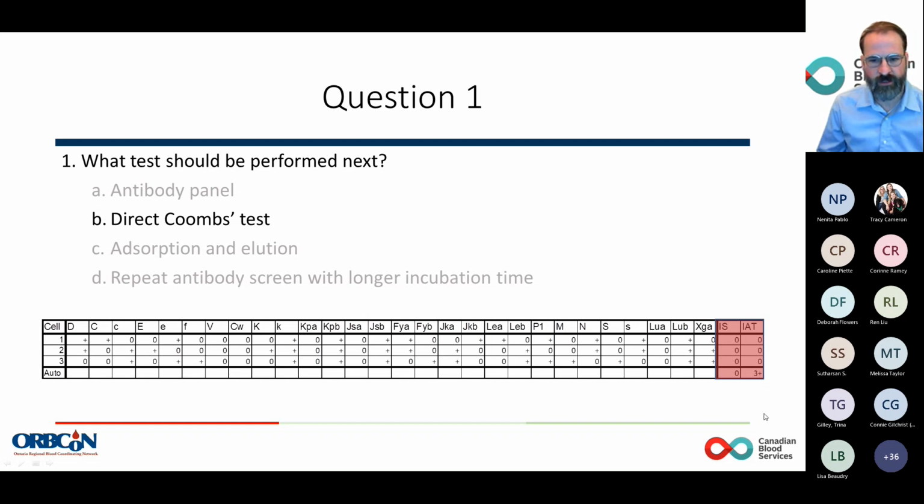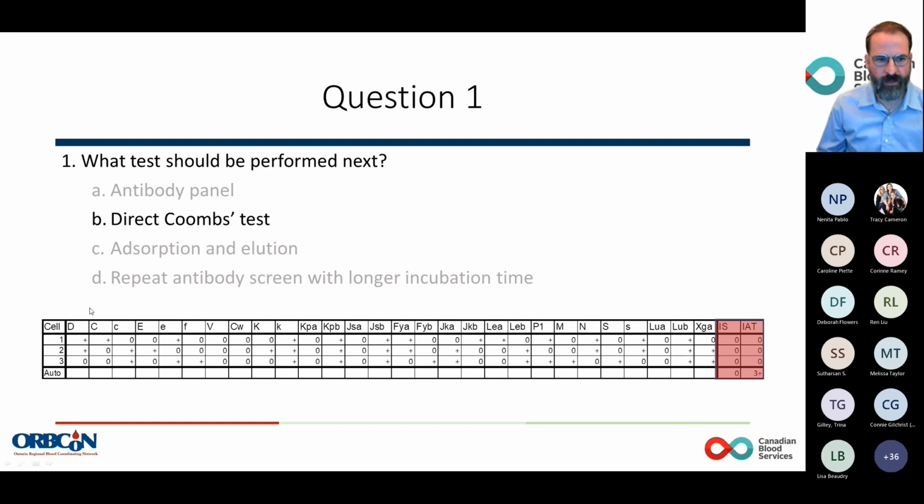It's similar information to what the autocontrol would give you. You might think, well, why would you need to do that if the autocontrol is positive? Haven't we demonstrated that the patient has reactivity against their own red blood cells? But it does provide a bit of different information in that it's showing us that there's antibody coating the patient's RBCs, not just that the patient's plasma is able to react with their RBCs, which is slightly different. It gives us a bit more of a sense of how much reactivity is going on in vivo rather than just in vitro.